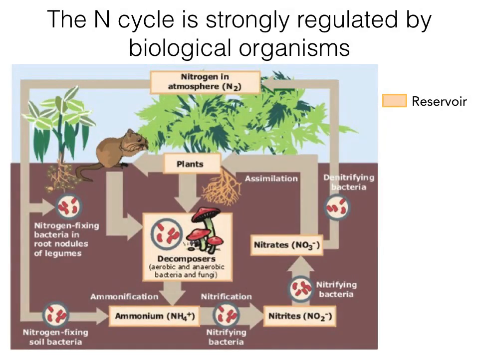So I mentioned that the nitrogen cycle is very strongly regulated by biological organisms. So I want to just use this graphic to kind of drive that point home. I'm not going to spend a whole bunch of time on this, but I do want to quickly re-emphasize these processes that are driven by biological organisms. So let's start with nitrogen in the atmosphere. I'm highlighting that in blue here. And let's follow along where that nitrogen's going once again.